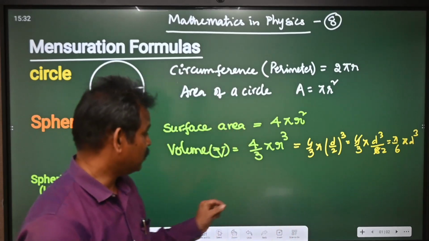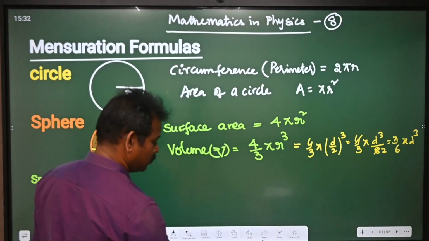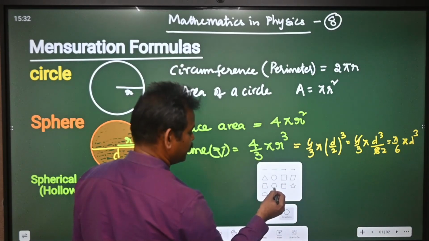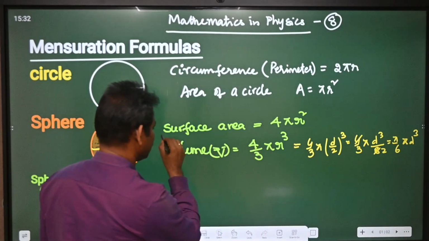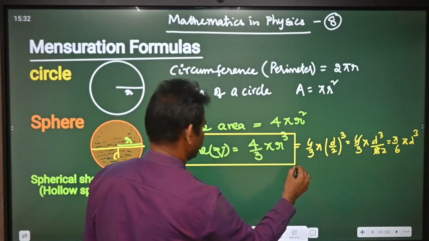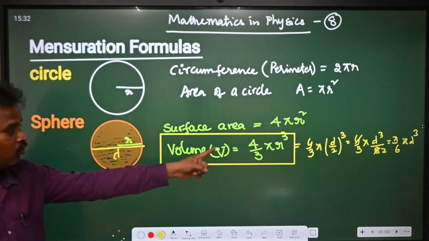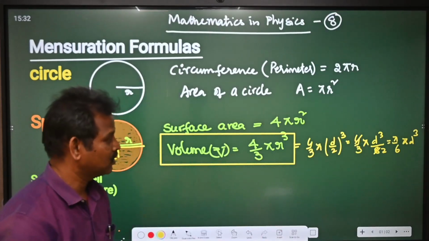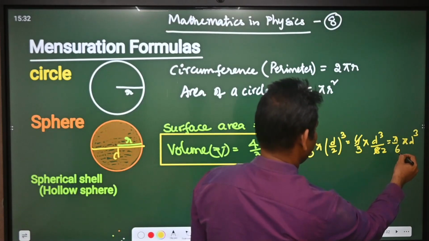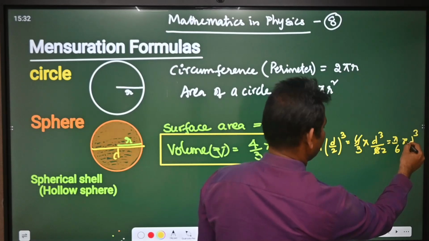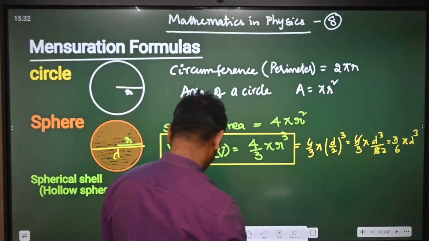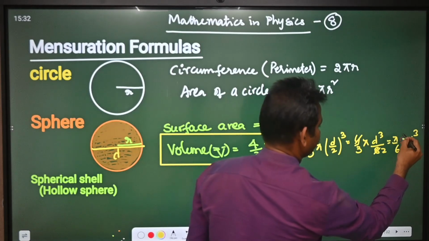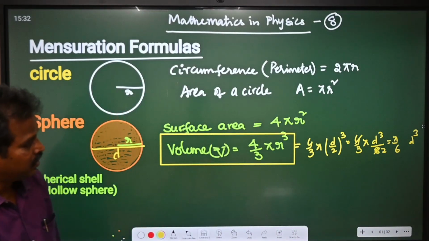In general, the radius will be given, and we will use this formula so many times in physics. This is the most important formula here, that is, volume of sphere is 4 by 3 pi r cube. But if the diameter is given, it will become pi by 6 d cube. This is not required.